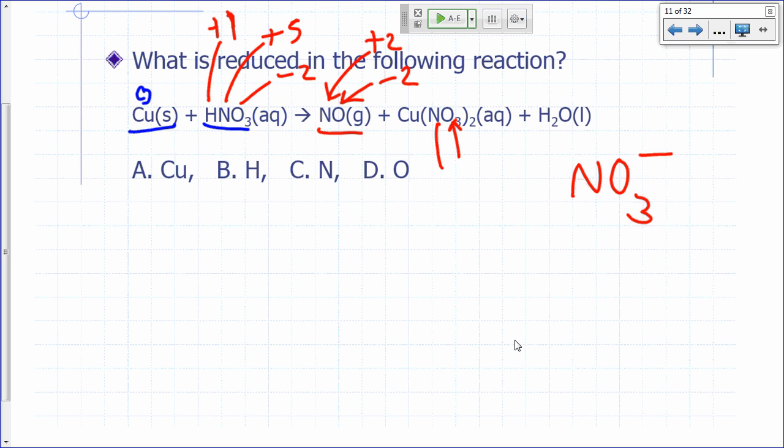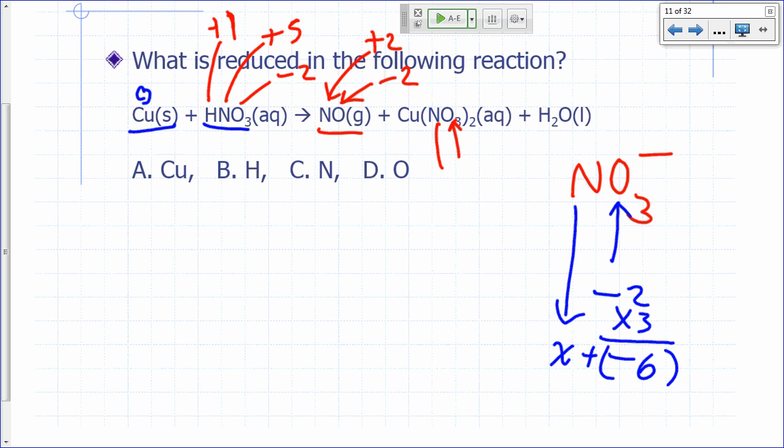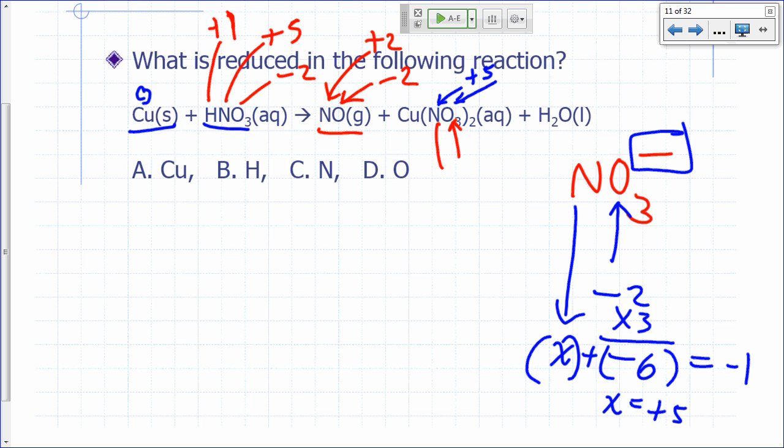Okay, each oxygen is how much? Oxidation number of -2 times 3, that's -6. So the nitrogen must be what? X plus -6 must be equal to -1. That's the overall charge. So what's the nitrogen here? +5. So if your polyatomic ion remains more or less intact during the reaction, then the oxidation number hasn't changed. So nitrogen here is still going to be +5. Each of the oxygen here will have an oxidation number of -2.